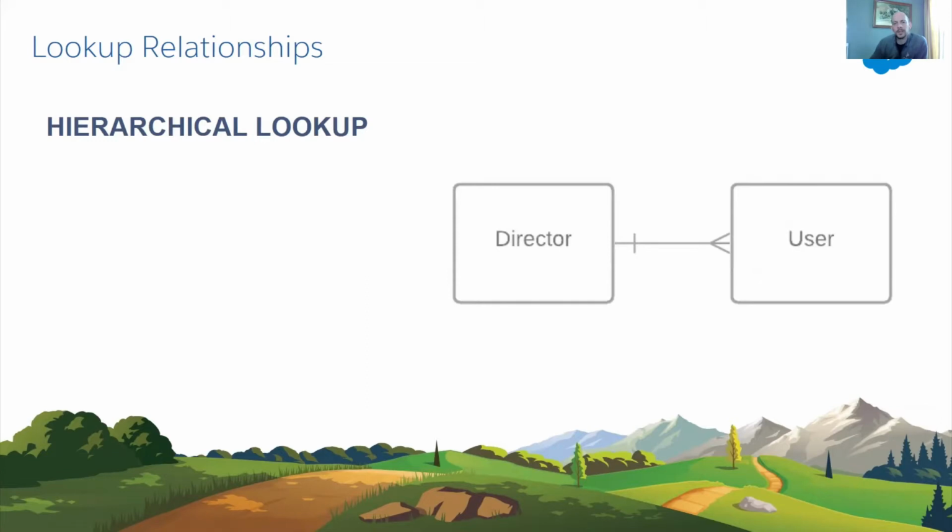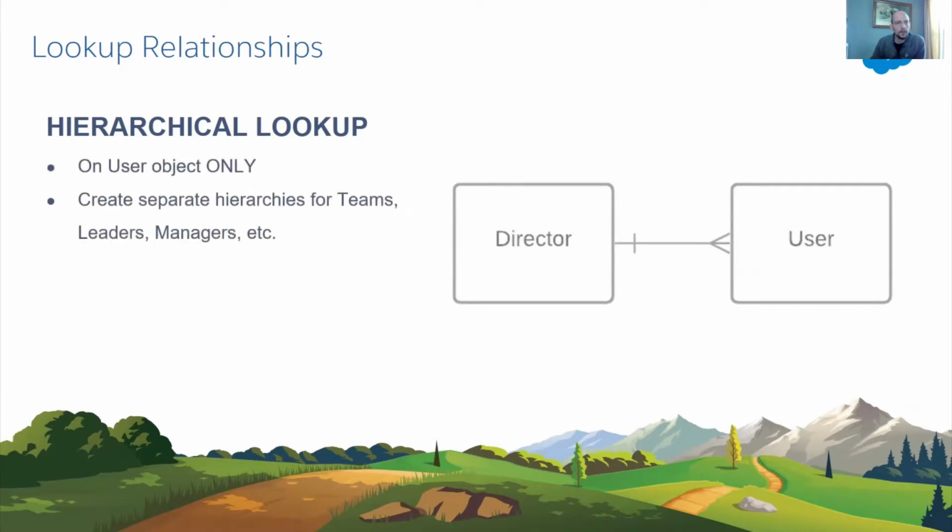Hierarchical is a little different. It's on the user object. It offers you a new or a separate way to track managers, or if they're on teams, you can track team leaders or user hierarchy. Lots of different ways you can use it.